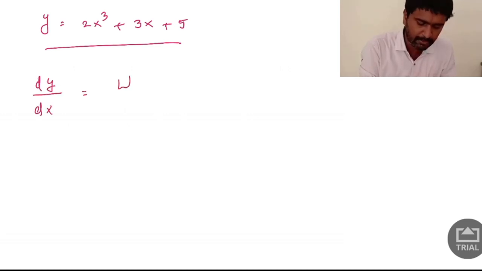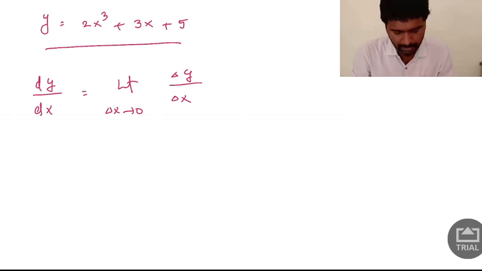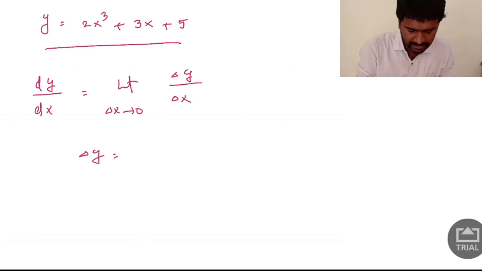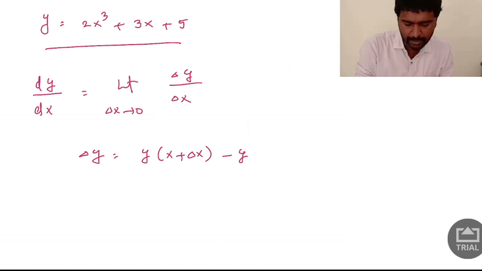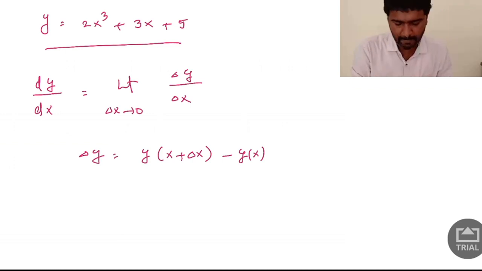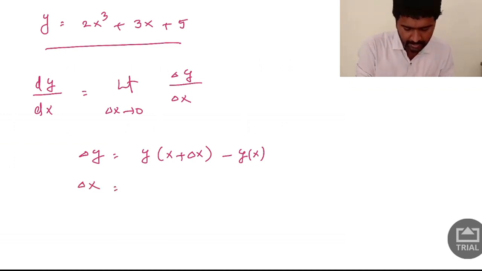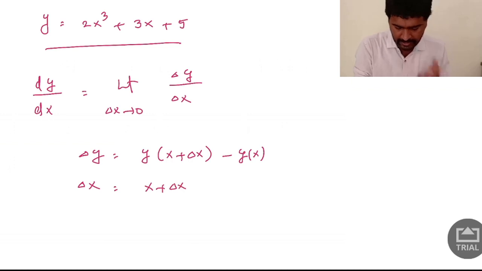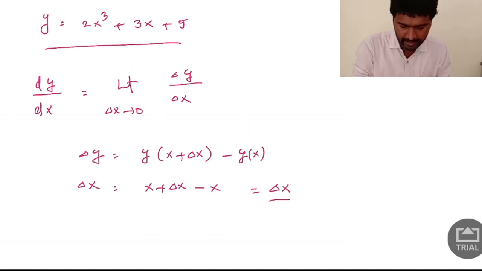So that will be equals to limit delta x tends to 0 of delta y by delta x. So this is the general equation. Now first you need to find out what is delta y and what is delta x. Delta y, by definition, is the value of y at x plus delta x minus the value of y at x. So this is your delta y. And delta x is the value of x at x plus delta x minus the value of x at x, which is delta x once again.